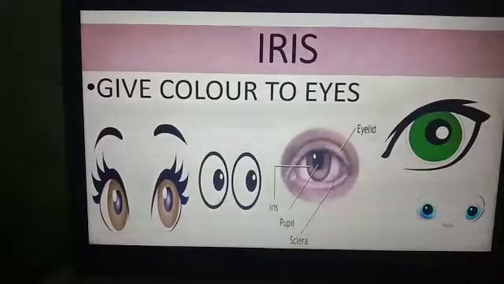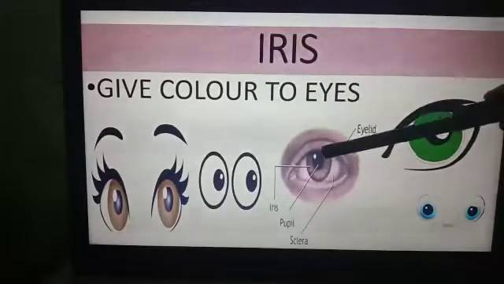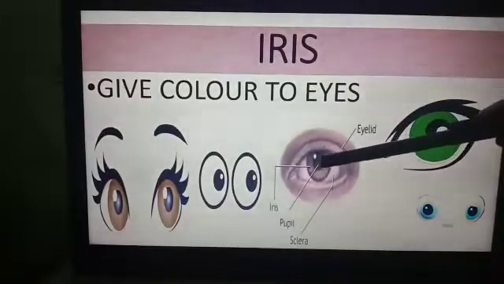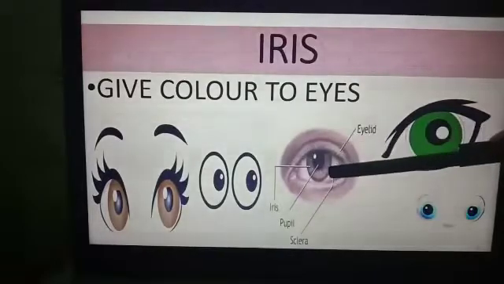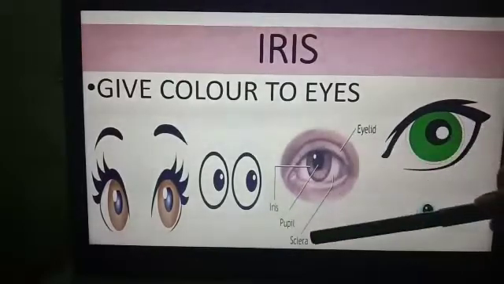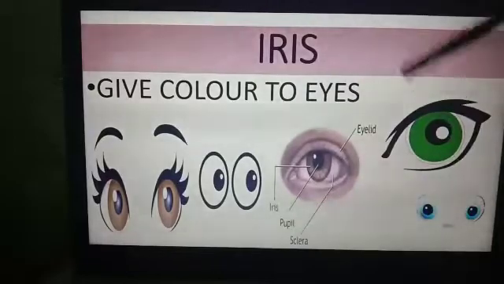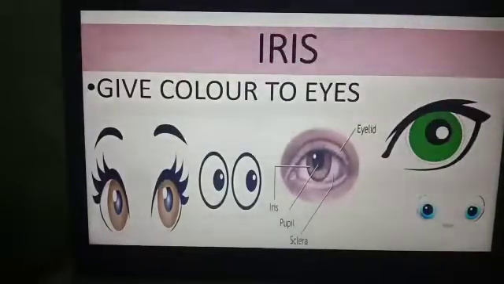And the structure which gives color to the eye is iris. Actually, the center of the iris is called pupil, and the colored part of the eye is called iris. Green, brown, and some people have blue eyes, some have black eyes. So the color of the eye is actually because of the iris. The iris gives color to the eye.